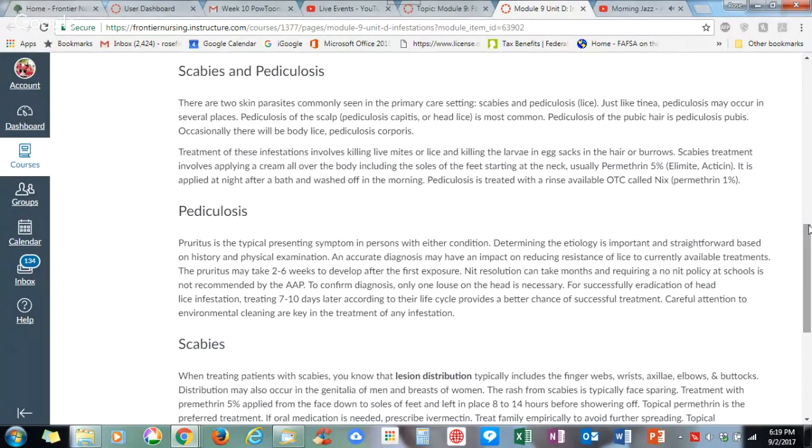Scabies treatment involves applying a cream all over the body, including the soles of the feet, starting at the neck. Usually permethrin 5%, also called Elimite or Acticin. It is applied at night after a bath and washed off in the morning. Pediculosis is treated with a rinse available over the counter called Nix, which is permethrin 1%.